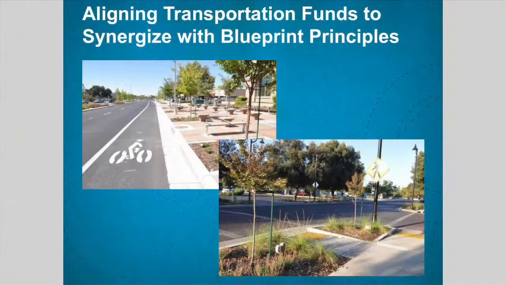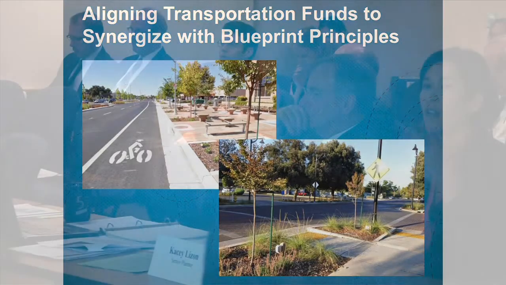Okay, so this first category, aligning transportation funds with the blueprint principles. SACOG has certain regional funds that it can give out throughout the region. This is the regional funding program, which has been to your board last month, right? So the regional, local, bike and pedestrian and community design programs.